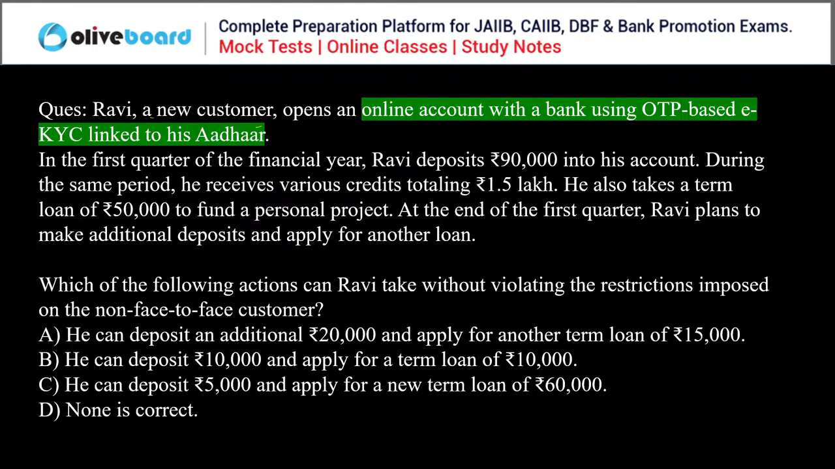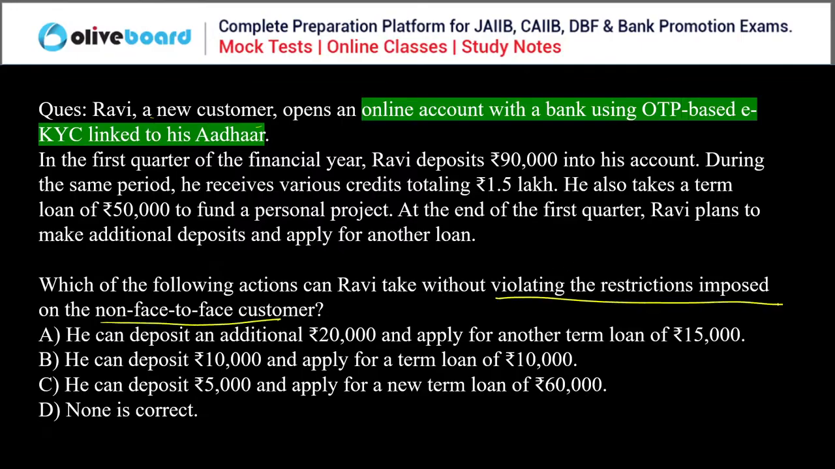Ravi is a new customer who opens an online account with the bank using OTP-based eKYC linked to his Aadhaar. In the first quarter of the financial year, Ravi deposited 90,000 in his account. During the same period, he received credits totaling 1.5 lakh. He also takes a term loan of 50,000 to fund a personal project. At the end of the first quarter, Ravi plans to make an additional deposit and apply for another loan. Which of the following actions can Ravi take without violating the restrictions imposed on non-face-to-face customers?